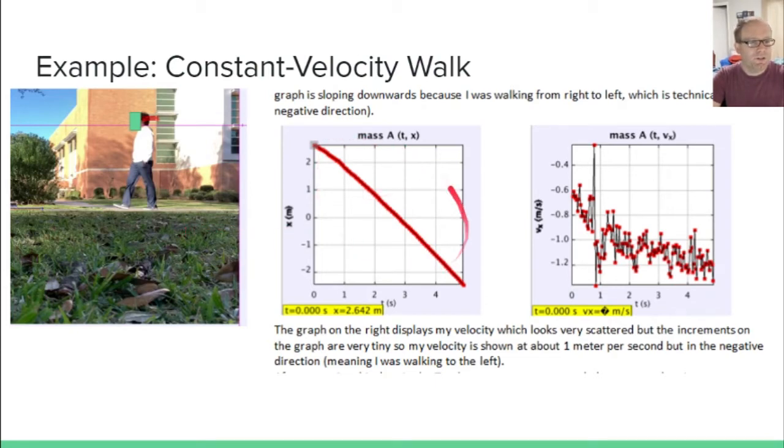Here are the results this student got from Tracker. They've got a position versus time that is roughly linear. They're speeding up a little bit here at the beginning, but they also noted that because this thing goes down and to the right, that gave them a negative velocity because they are walking to the left. So it's a great opportunity to already talk about directional signs. Here they've got their graph of their velocity versus time. You can see once they get up to speed, it's relatively consistent.